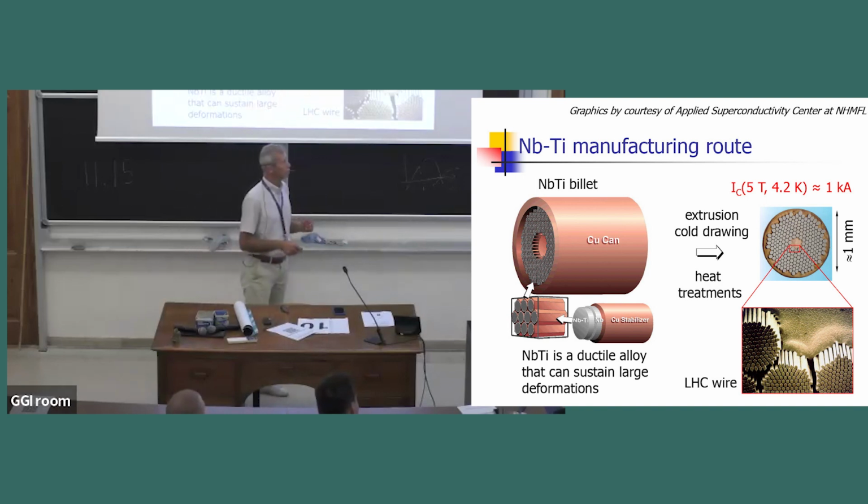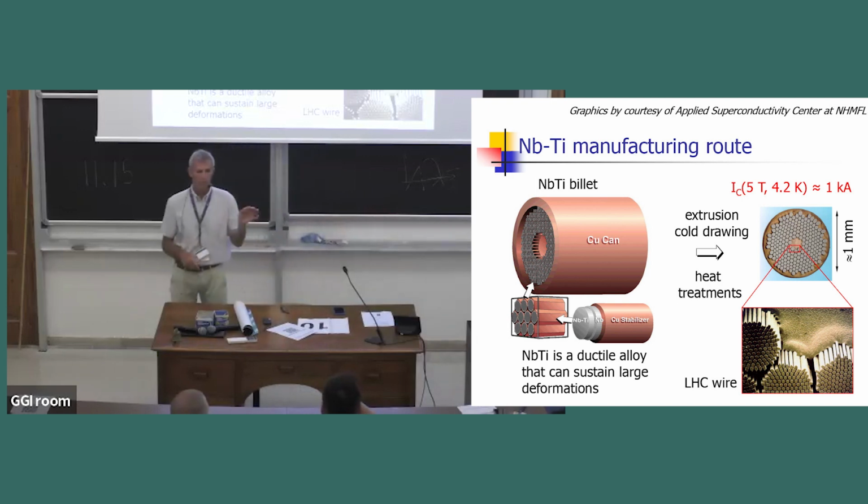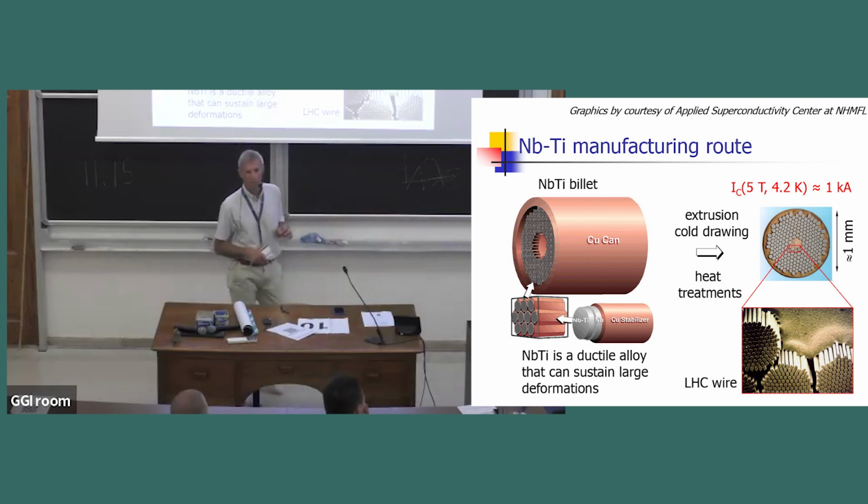How do you make them? So niobium titanium is actually made by starting with a copper can. You put in bars, which have a copper sheet, and then you put niobium titanium alloy inside. You put them in hexagonal shapes, you arrange them, and then you do extrusion and cold drawing. And you go and heat treat, extrude, and heat treat, cold draw, and heat treat, and so on, until you get wires like this, which is about 1 millimeter in diameter, with many, many filaments inside, of the order of a few microns, 6 to 10 microns for the LHC. A wire like this carries 1 kiloamp at 5 Tesla, 4.2 K. Okay, that's kind of the reference point for niobium titanium.